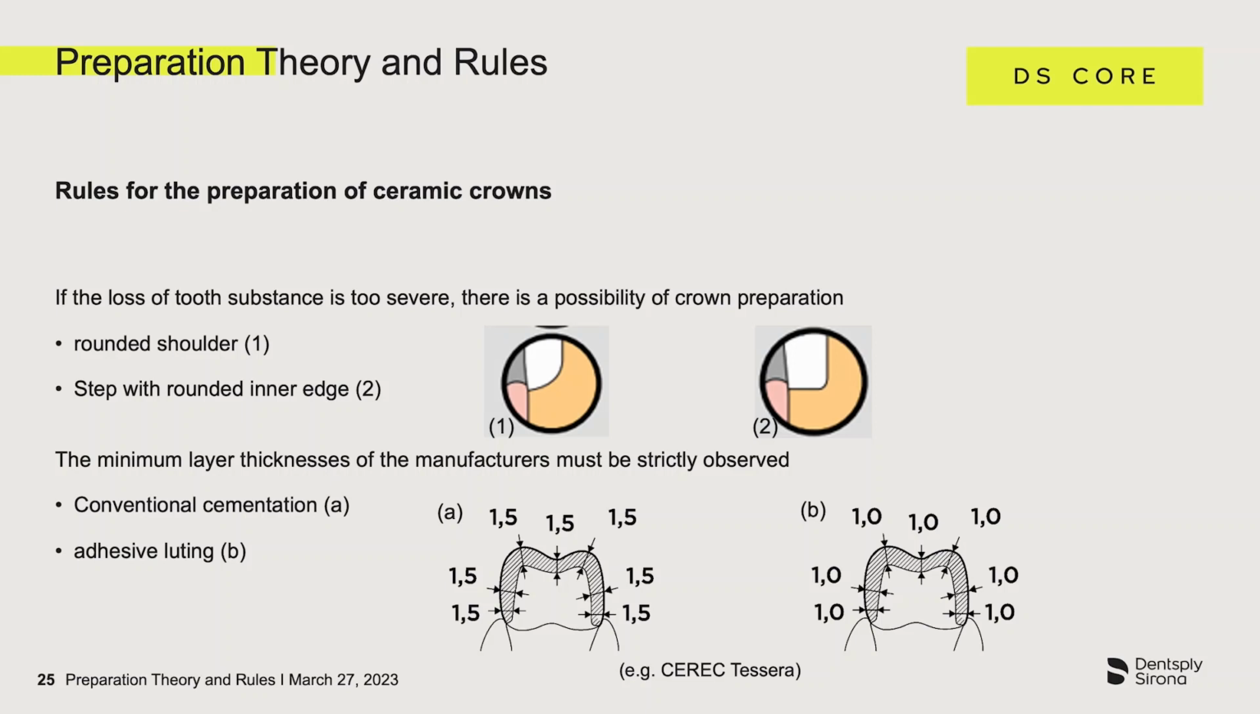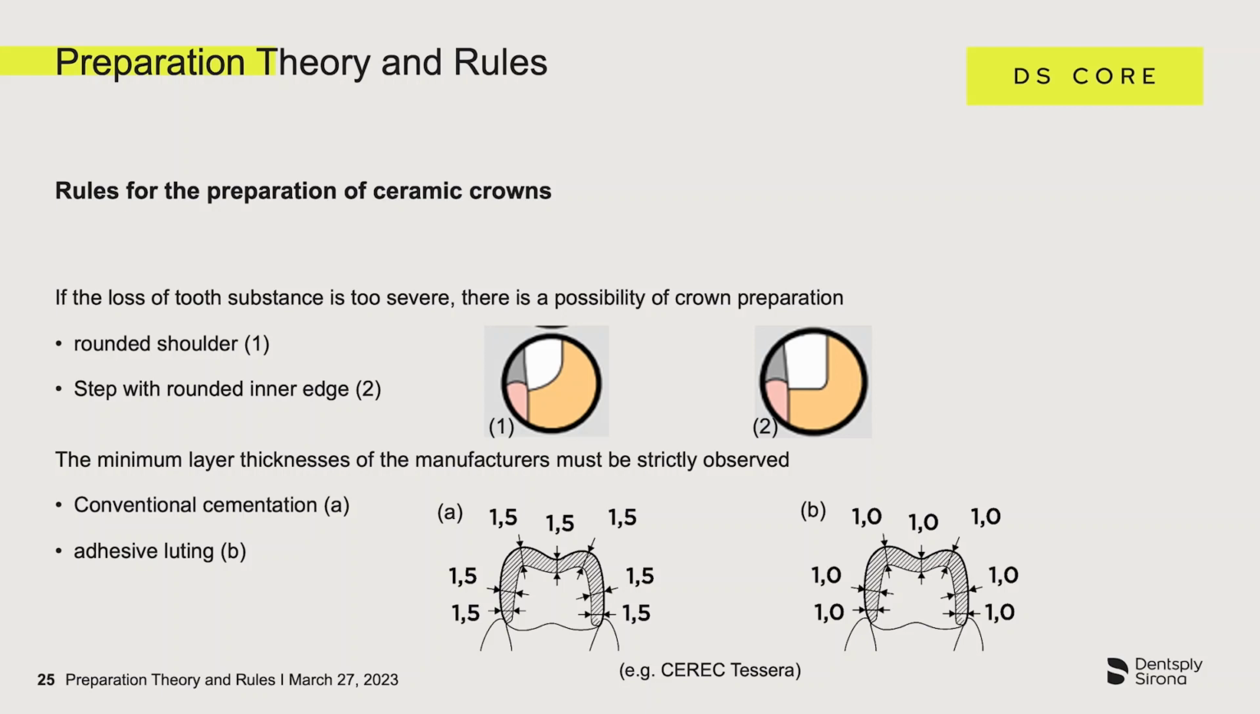Pictures A and B show the comparison of the same material. Picture A with conventional cementation and picture B with adhesive luting. This comparison shows us that by using the adhesion technique, a reduction of the minimum layer thickness to 1 mm is possible when we use the Ceric Tessera material.